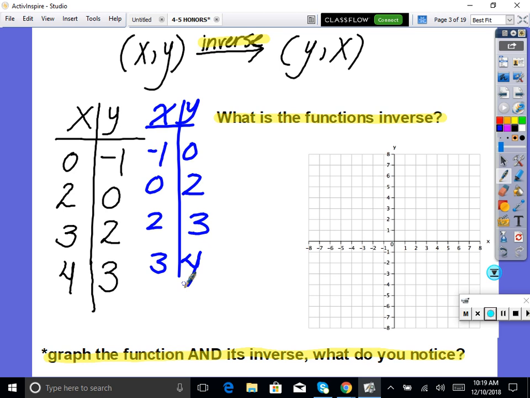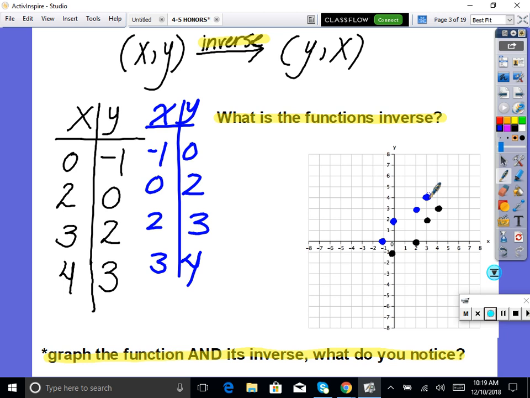Okay, perfect. Now watching me, I'm going to hurry and graph this. You wouldn't need to necessarily take notes on this part. So over 0 down 1, over 2 up 0, over 3 up 2 units, and then over 3 up 4, over 4 up 3 units. That is the original. Now I'm going to, in blue, plot the points of the inverse. So over negative 1 up 0, over 0 up 2, over 2 up 3, and over 3 up 4 units.